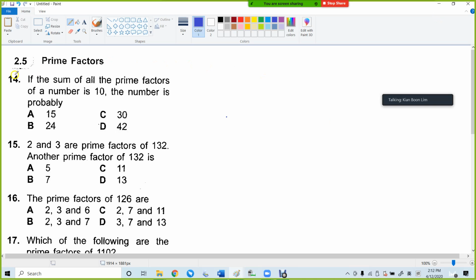Question number 14. The sum of all the prime factors of a number is 10. Again, the number is probably what? Okay, so if I have 15, I find the prime factors: 3 divided by 3, then 5 divided by 5, 1. So the prime factors are 3 and 5. So the sum of prime factors will become 3 plus 5, then 8. So this is not the answer.